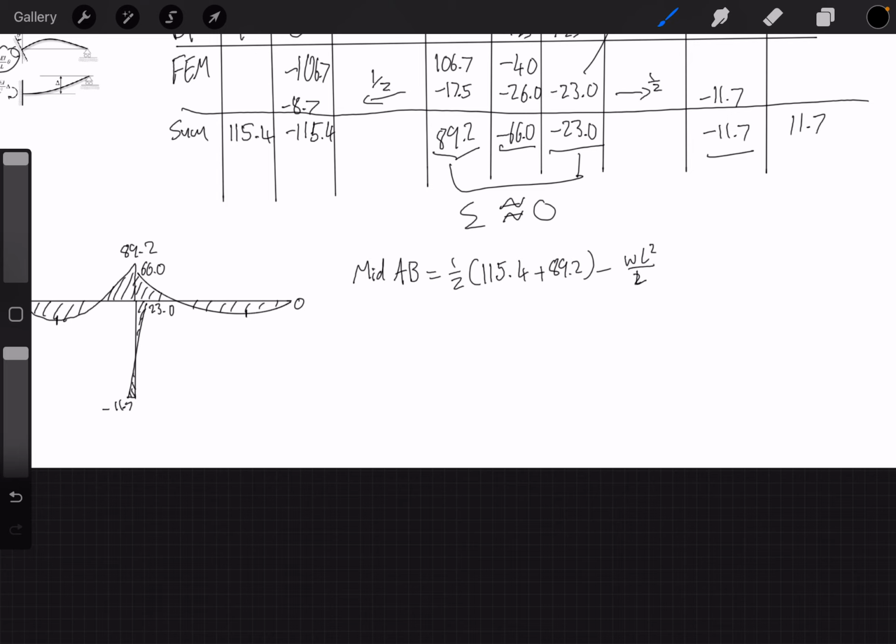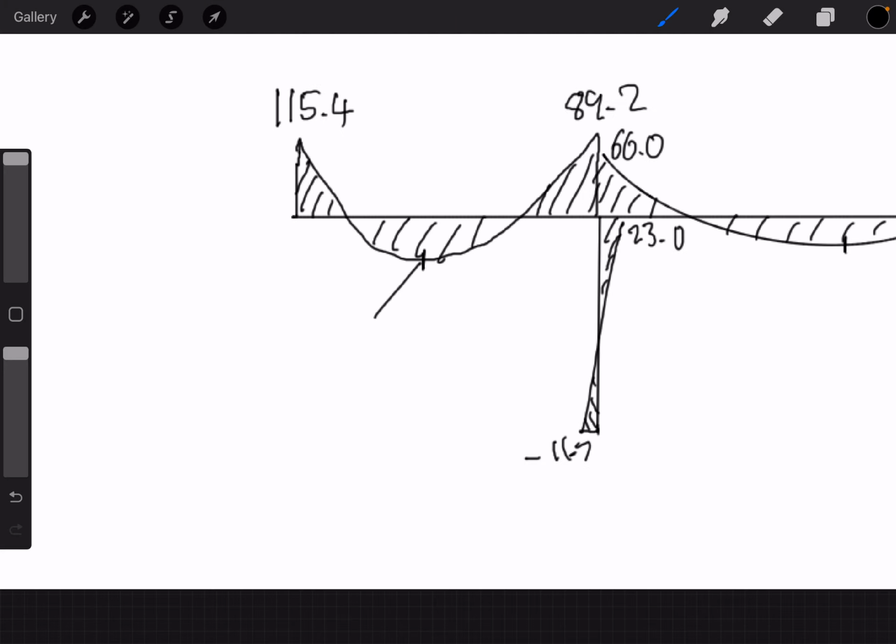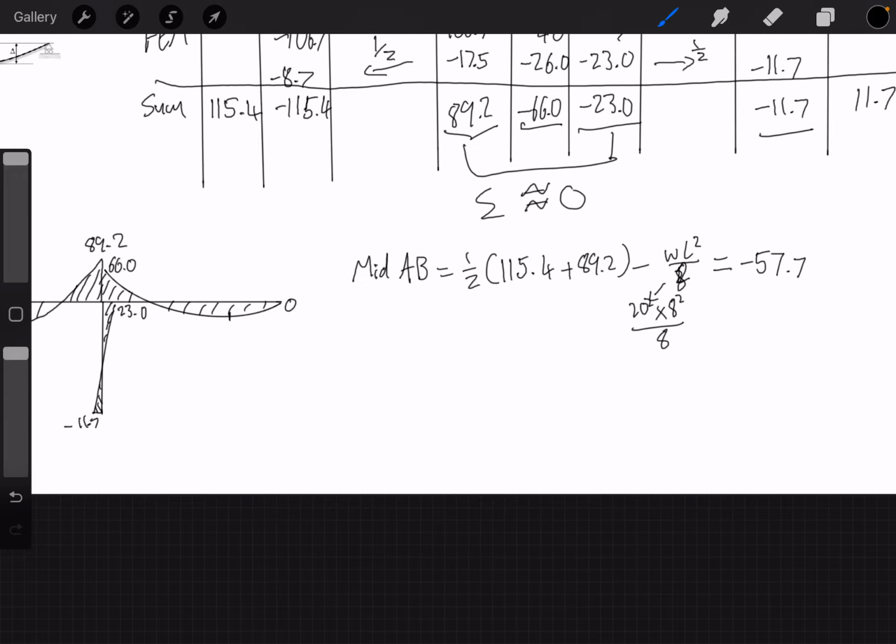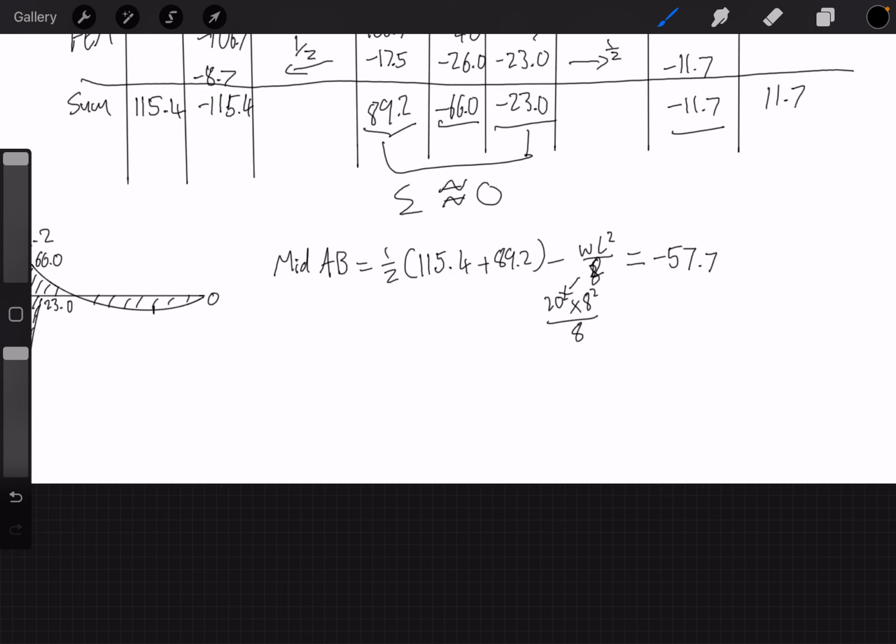8, sorry, not L. That equals 20 squared times 8 squared over 8. And we find that out to be negative 57.7. Does that look right? Yes, it does. Negative 57.7 at the midpoint. Okay.